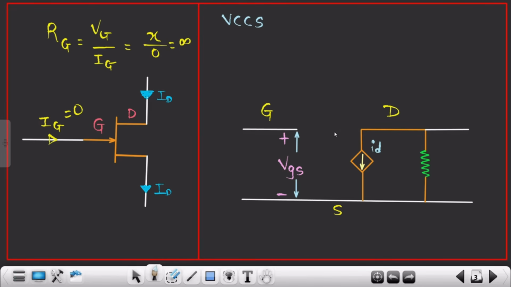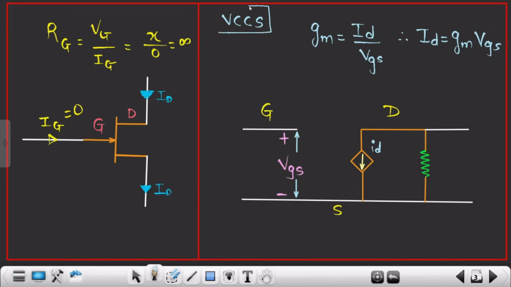But now if you remember one formula, that our transconductance is nothing but what? ID by VGS, right? So therefore, can I write ID as gm VGS? Yes, of course I can write it in this way. Therefore ID would be equivalent to gm into VGS. Sorry, this is VGS, my bad. So this is gm VGS.